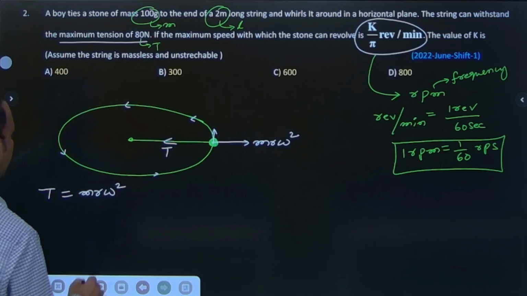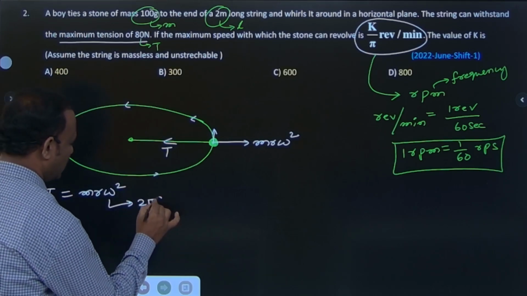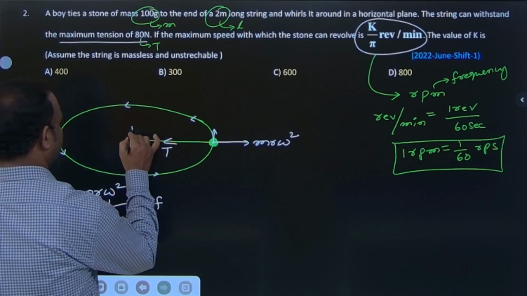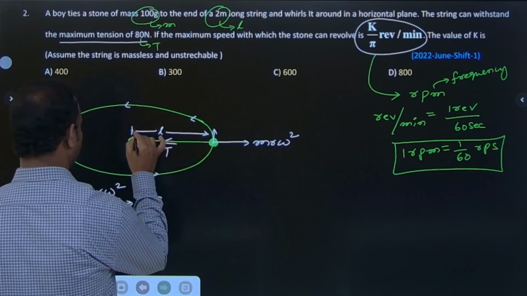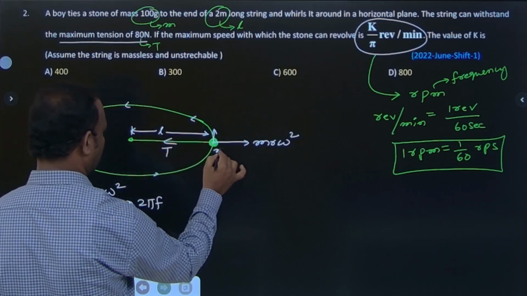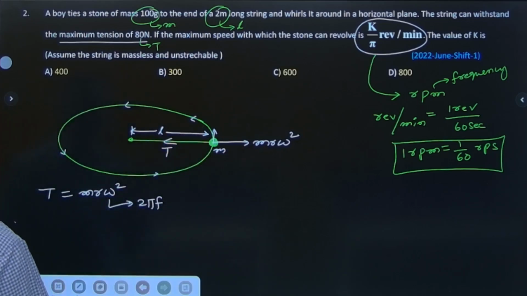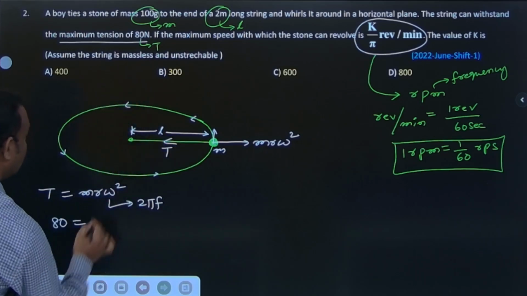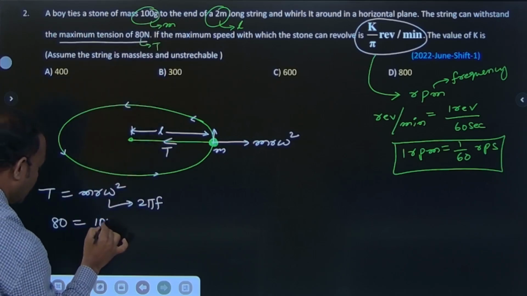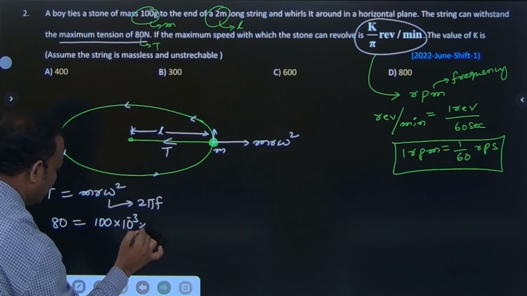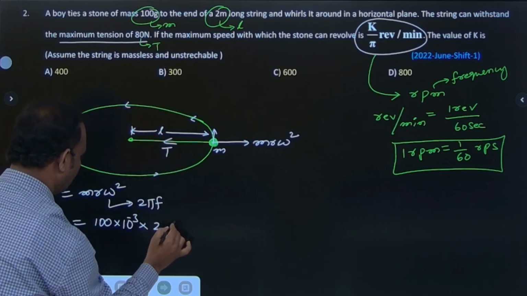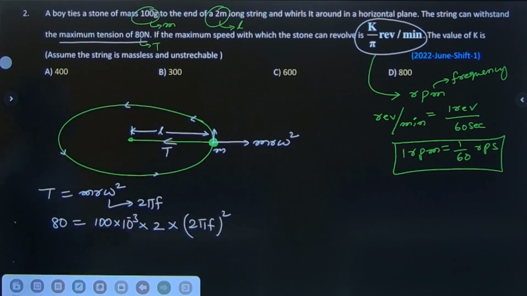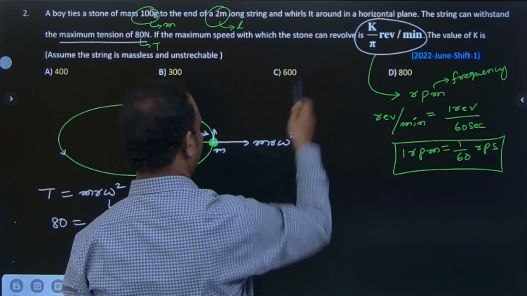Now what is omega? Omega is 2 pi f, the angular velocity. R is the radius, which we have taken as the length L. M is the mass of the particle. So then T is given as 80, equal to the mass, 100 gram, so 100 into 10 to the power of minus 3, times R, the length, which is 2, into 2 pi f whole square. If you do the calculation, we get the value of the frequency.